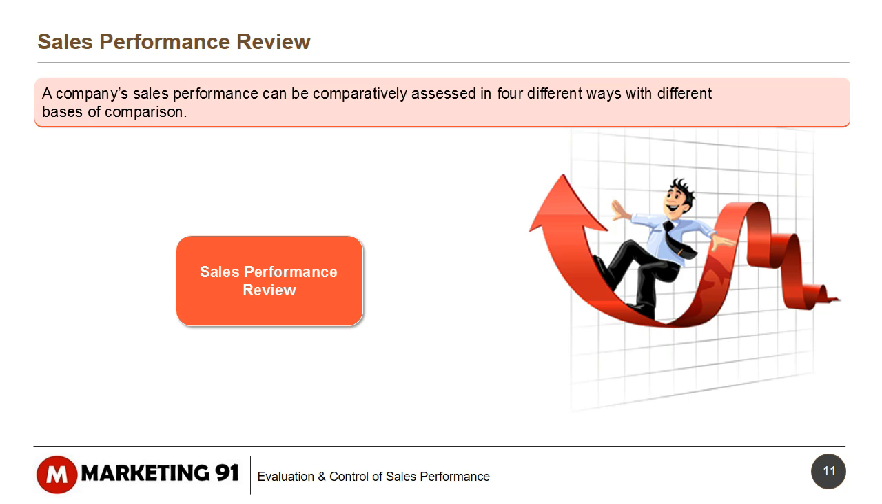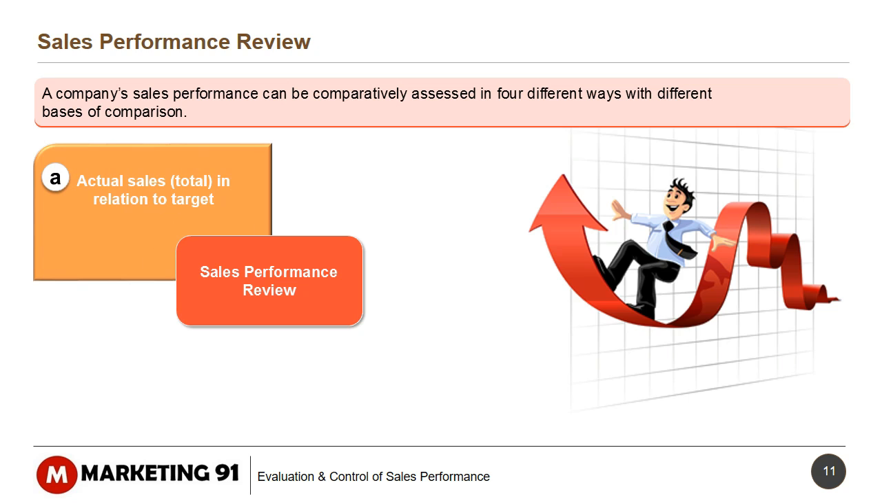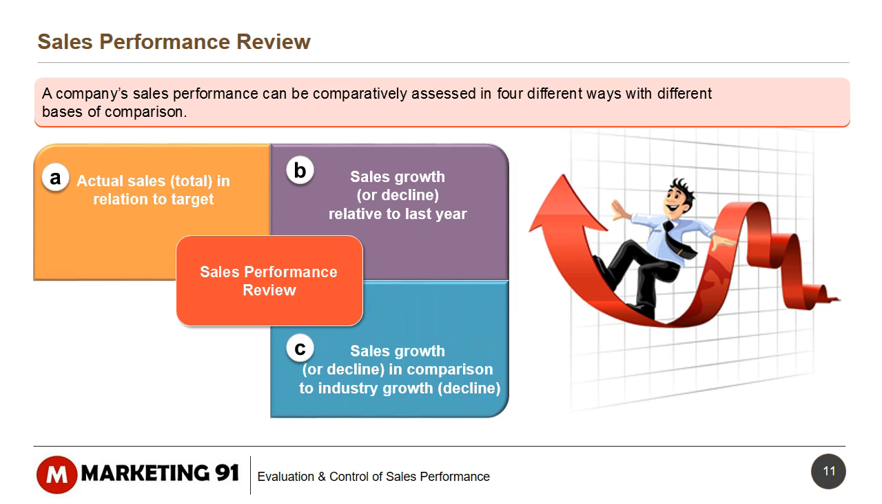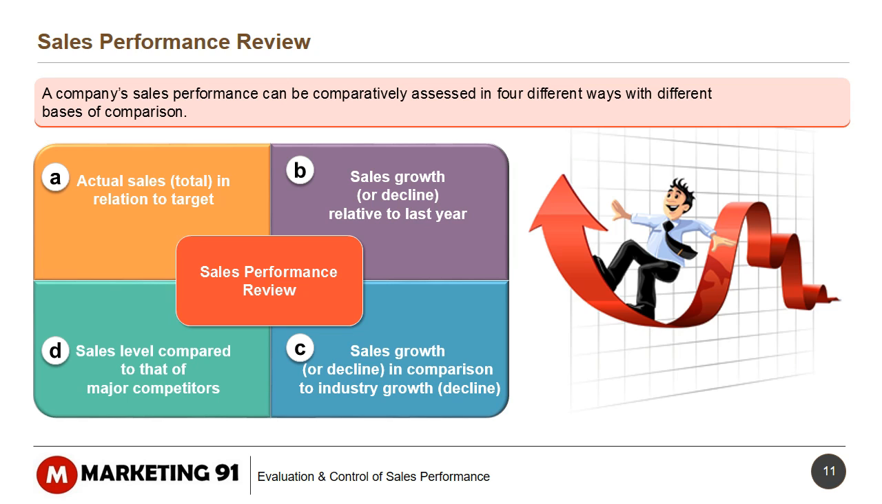Sales performance review. A company's sales performance can be comparatively assessed in four different ways with different bases of comparison. Actual sales or total in relation to target. Sales growth or decline relative to last year. Sales growth or decline in comparison to industry growth or decline. Sales level compared to that of major competitors.